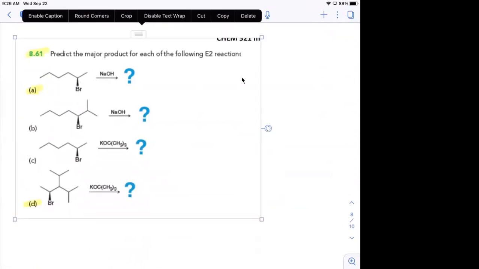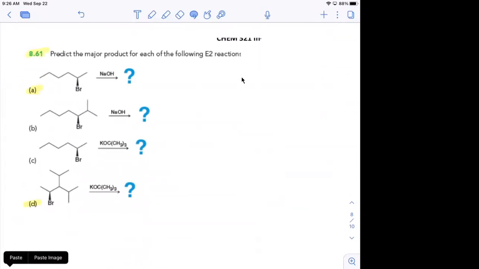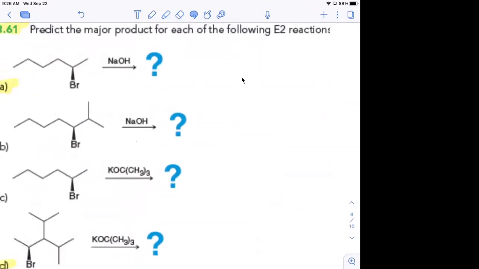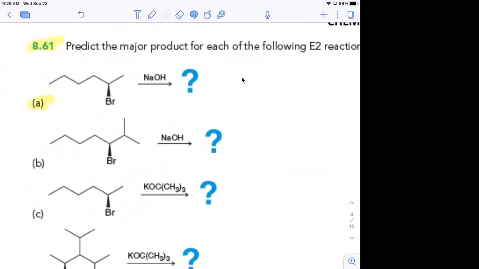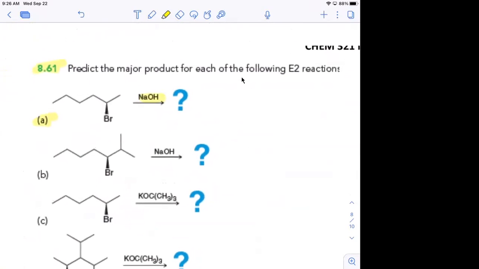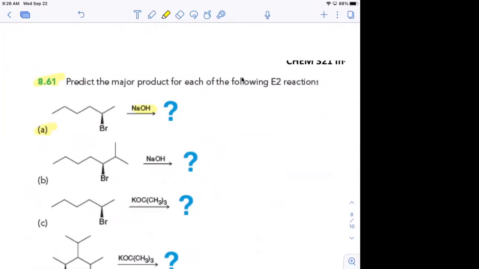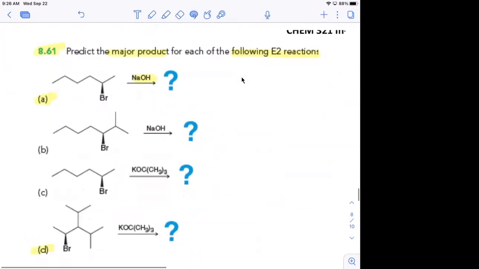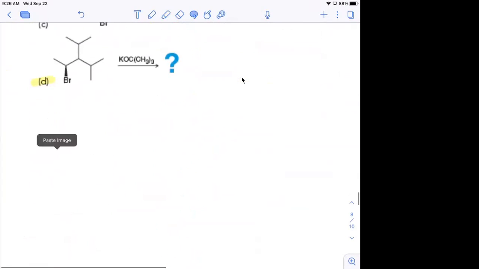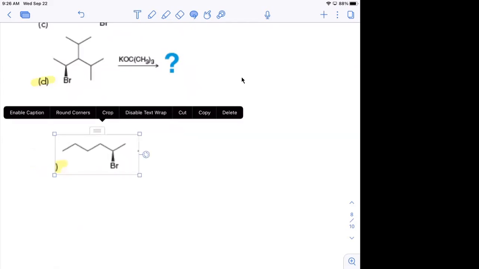All right. So in A, we have an alkyl halide substrate. We have a strong base, sodium hydroxide, right? And it's telling you right here to predict the major product for each of the following E2 reactions. So let's take A. I'm gonna cut that out. We're gonna go through the mechanism. It's telling you that it's E2 right off the bat, so you don't have to wonder about the mechanism.